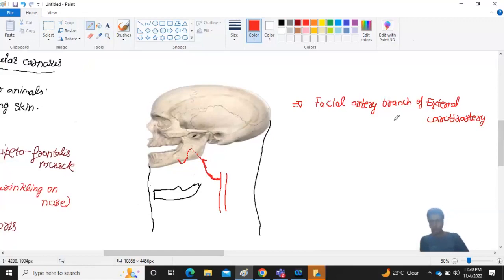Done. Where is its origin? This is the greater cornu of the hyoid bone. We can name it greater cornua of hyoid. This is the hyoid bone.